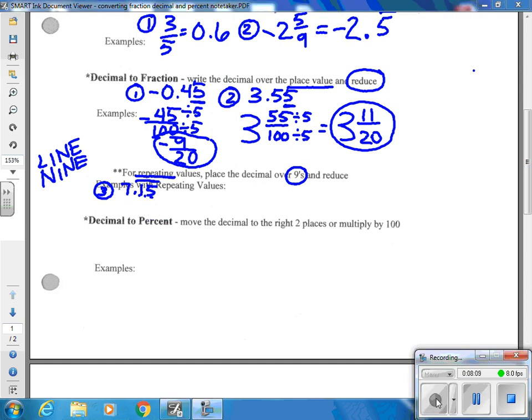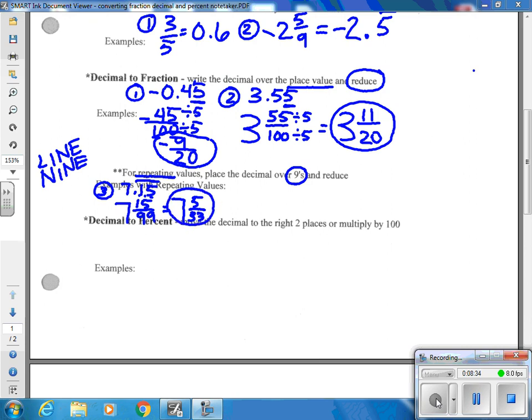Let's see if the board works better for us now. So a big 7, and then 15 goes over 99, and then you want to reduce. Always check to see if you can divide by a 3 or a 6. Typically a 3 will work. So if I divide 15 and 99 by 3, I end up with 7 as the big number, and then 15 divided by 3 is 5, 99 divided by 3 is 33. 5 over 33 can't go any lower. This is my final fraction.